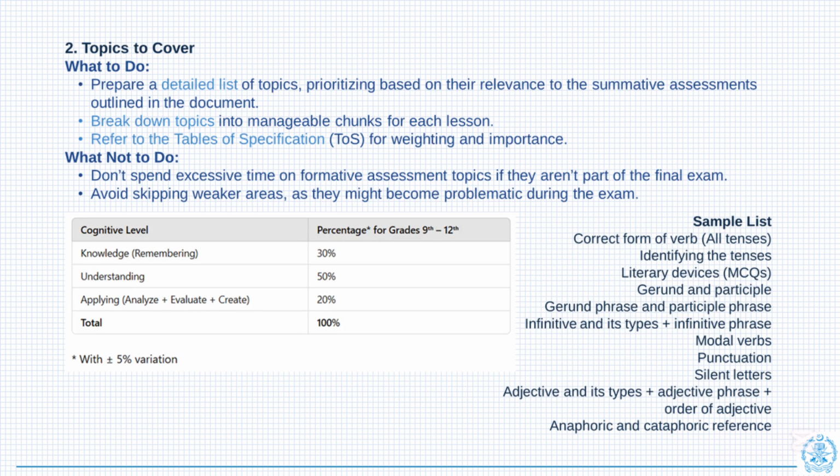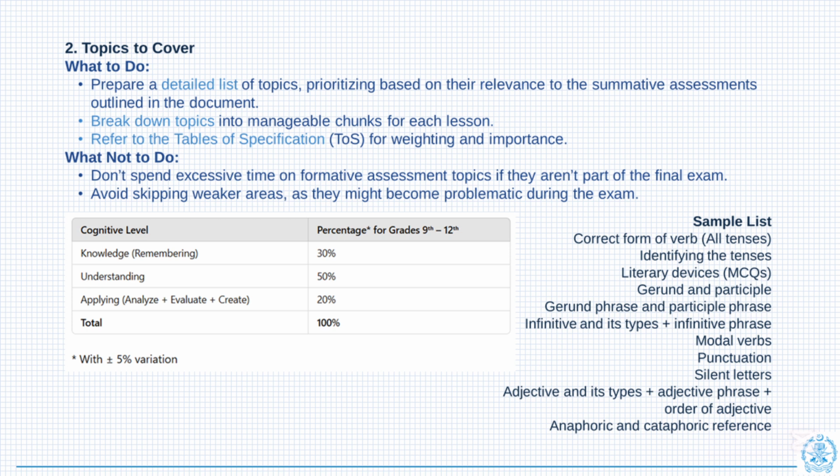The second step in creating an effective revision plan is identifying the topics to cover. A well structured list ensures that no area is overlooked and time is allotted properly based on the importance and difficulty of each topic. Every major and minor topic should be included in the list to ensure comprehensive preparation. For example, in grammar, both broader topics like the tenses and specific subtopics like gerund phrases or silent letters should be clearly mentioned. This avoids missing smaller components that can often appear in exams as part of MCQs or application based questions.